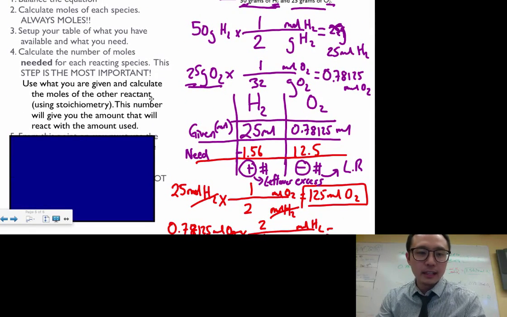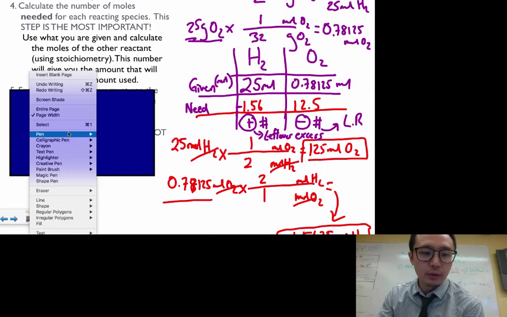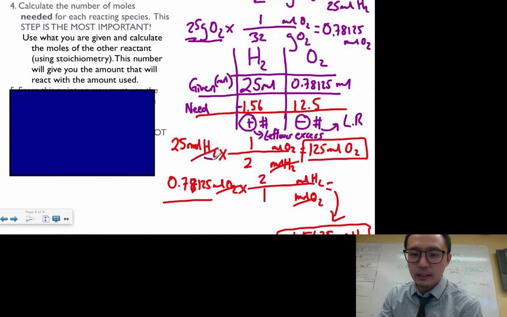So going back to the steps, this is all in step 4. Calculate the number of moles needed for each reacting species. This is a very important step. You are going to use stoichiometry with the molar ratio to calculate the other. Make sure you have all your units correct, because if you get these units mixed up, putting it into this table will get your answers mixed up as well.